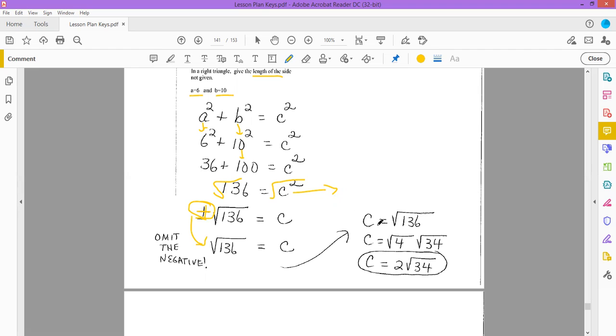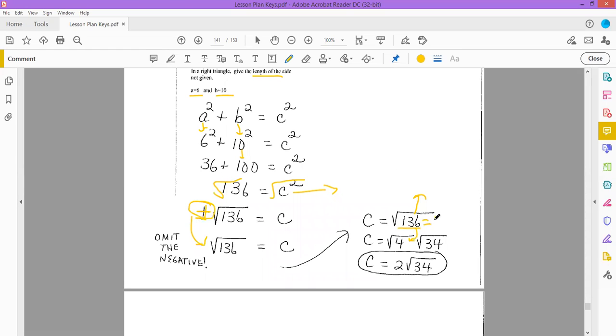So c equals the square root of 136. We simplify this square root. Now you can plug c equals the square root of 136 into your calculator and get the decimal form. Another way you can do it is to find the largest perfect square number that can be divided into 136. And 4 goes into 136 34 times.